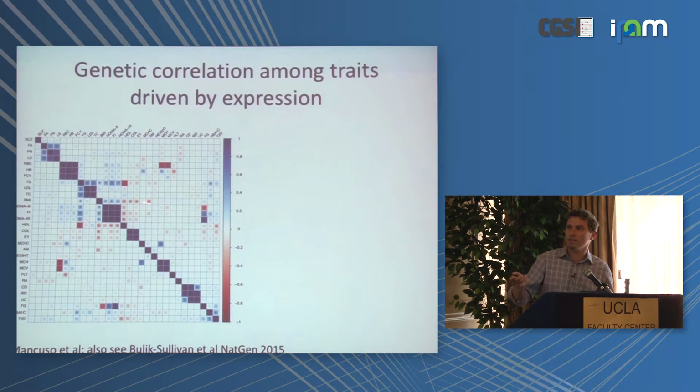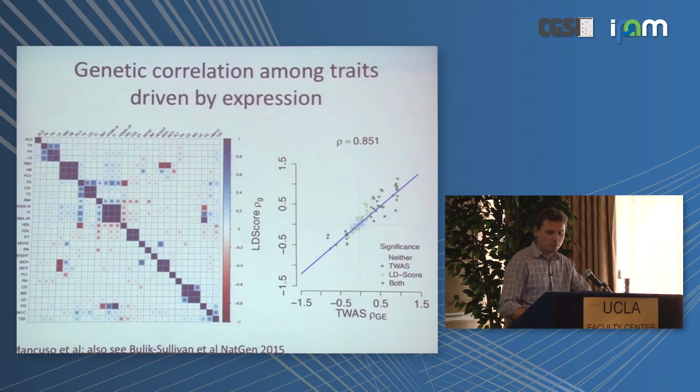And you see these nice clusters that make a lot of sense. So for example, these are our blood phenotypes. These are our blood phenotypes too. You see Crohn's disease, IBD. So there's a lot of things that make a ton of sense here. And furthermore, if you repeat this analysis, but you run a method like LD score, which ignores expression altogether, you get pretty much the same result.